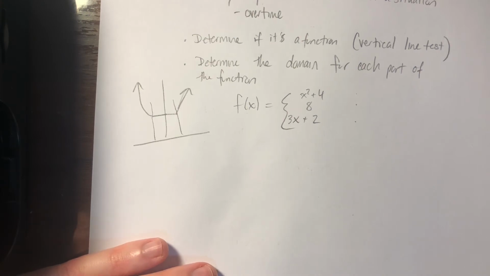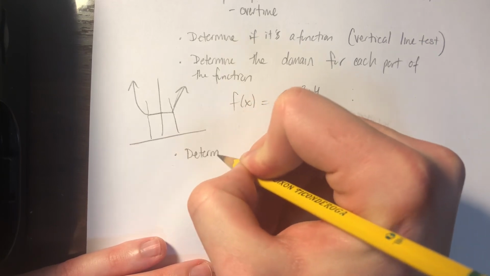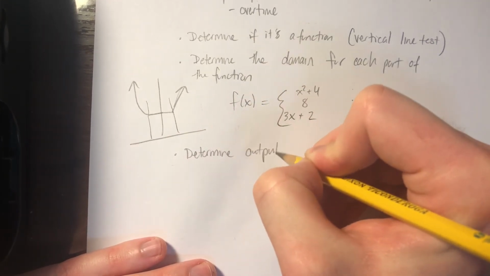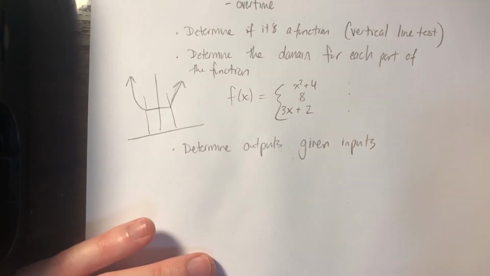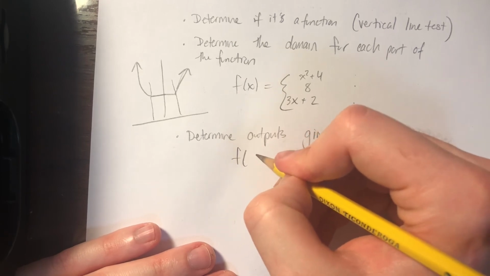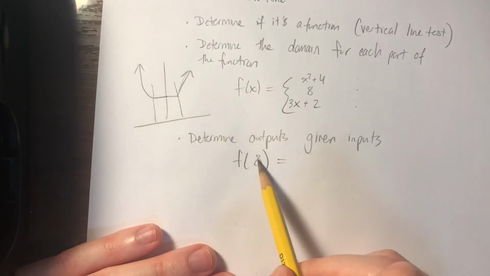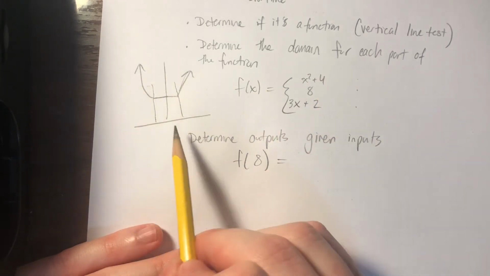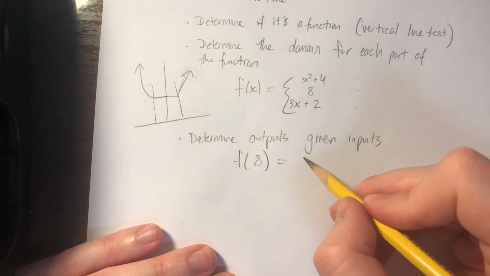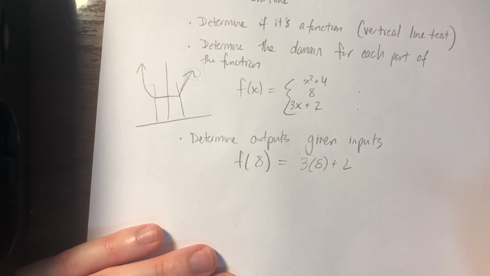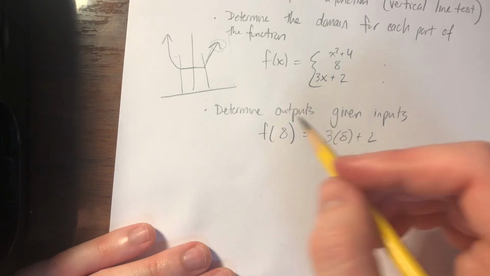Okay, this one we spend a lot of time on in the Edpuzzles. Determine outputs given inputs. What does that mean? If I tell you, what is f of 8 equal to? Well, I'm not going to plug 8 into this first function, right? That's all the way over here on the left. If I want to go when x equals 8, that's going to be this last function down here. So I would do 3 times 8 plus 2. Definitely going to have a problem like that. All right, so that's pretty much it for piecewise.